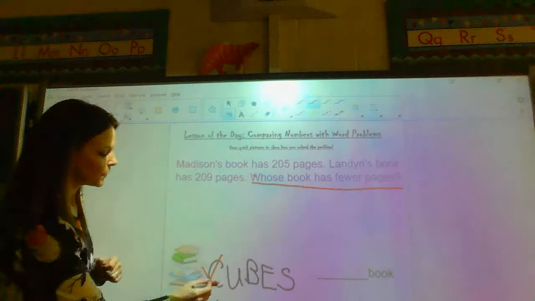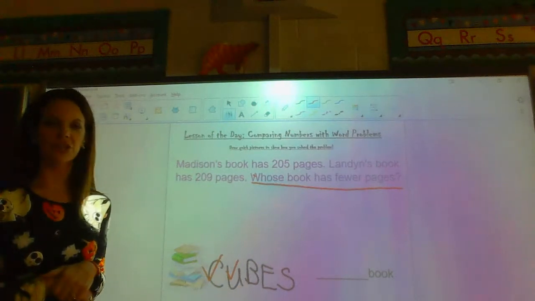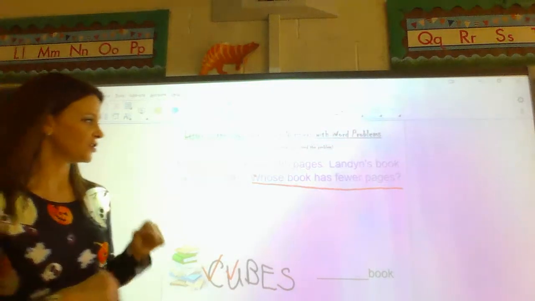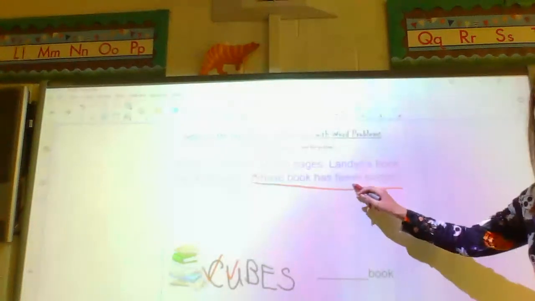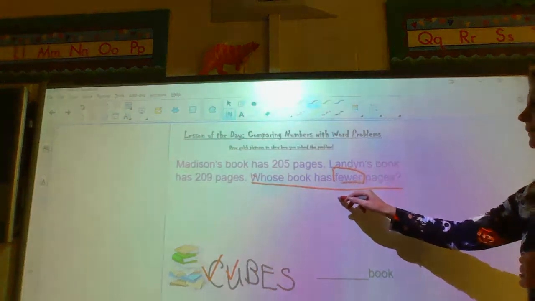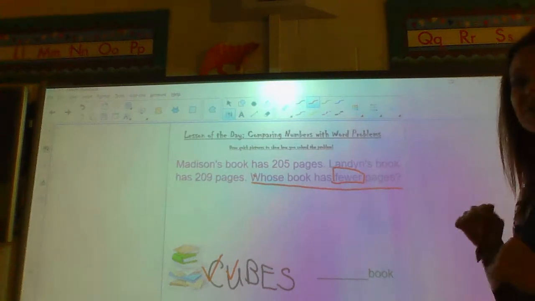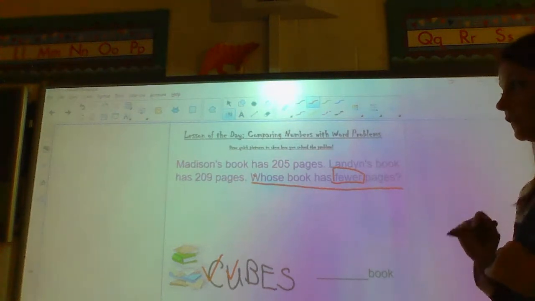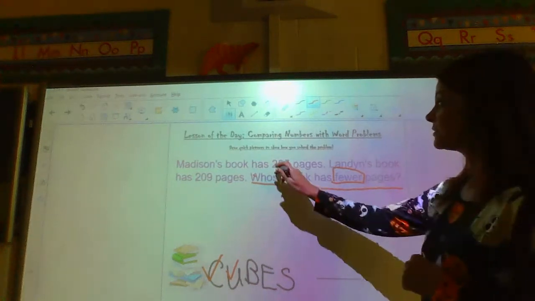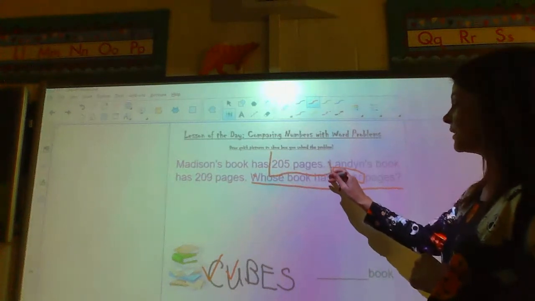Well, we underlined our question. We need to box key information. And before I go any further, I heard a really important word in that question, and it was the word fewer. So I'm going to box fewer because that's going to help me. Now let's go back in our problem and see if there's any other important words in here. Madison's book has 205 pages. Well, since I'm seeing who has fewer pages in their book, I would say that that's important.